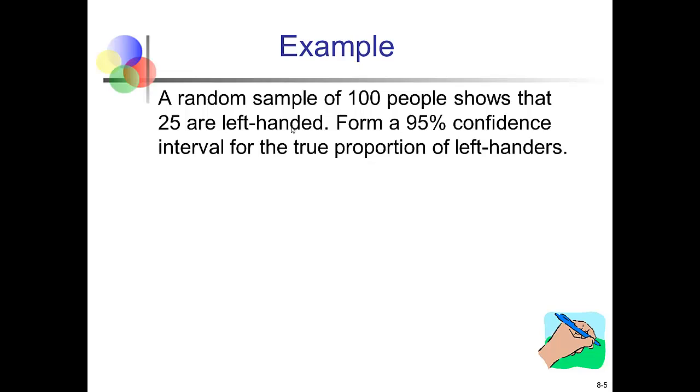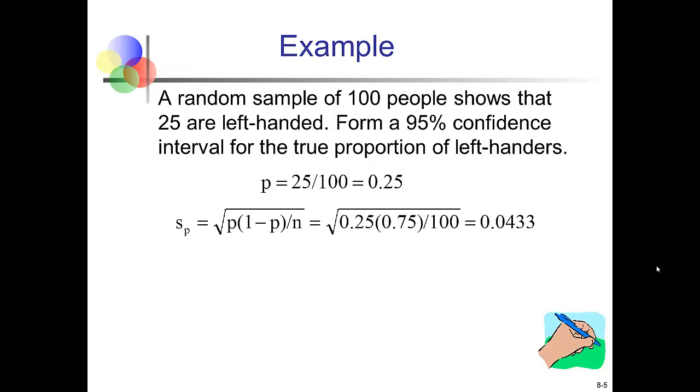Suppose we've collected a random sample of 100 people that shows that 25 are left-handed. Let's form a 95% confidence interval for the true proportion of people that are left-handed. Our sample proportion, or p, is 25 out of 100, or 0.25. So 25% of the people in our sample are left-handed. Our standard error is the square root of 0.25 times 0.75 divided by 100. That turns out to be 0.0433.